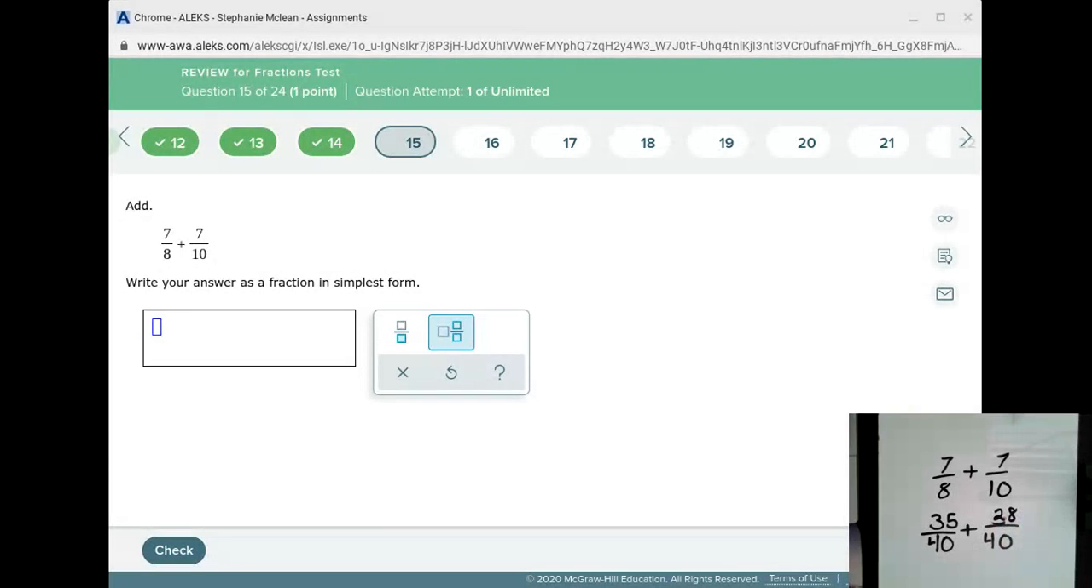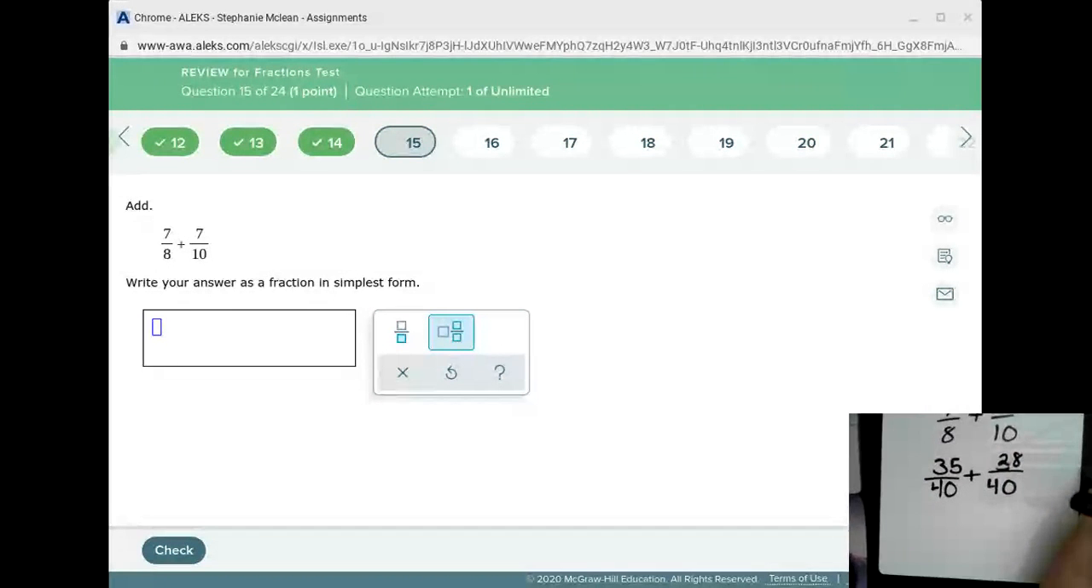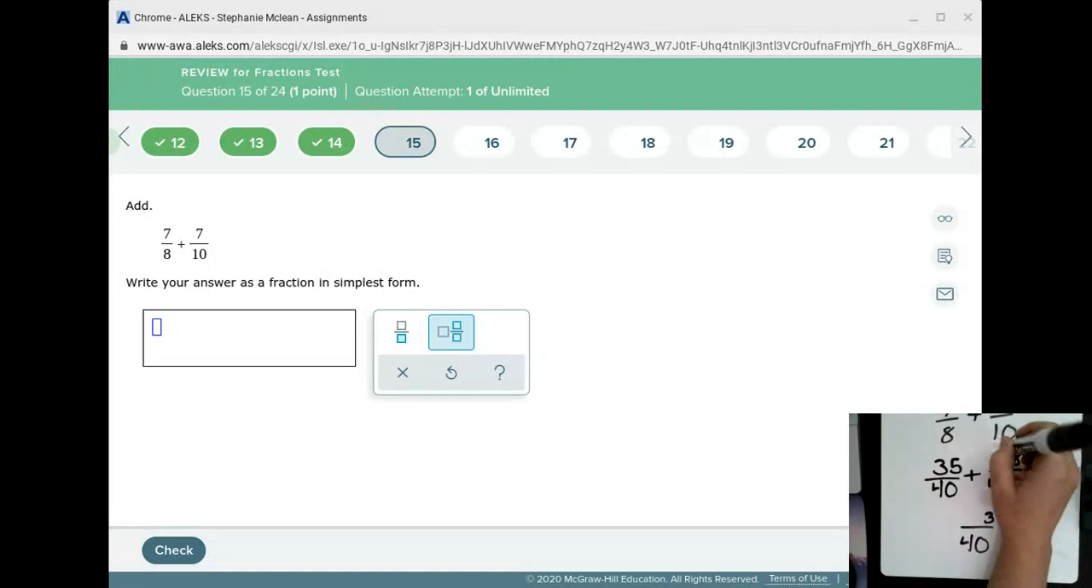And I have to add them, okay? So you're going to add the tops and the bottoms are going to stay the same. So 5 plus 8 is 13. So I'm going to carry 1. 3 plus 2 is 5 plus 1 is 6. So I have 63 over 40. Okay? They want this in the simplest form.